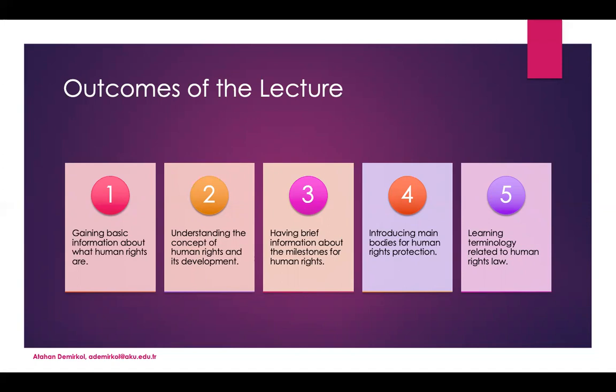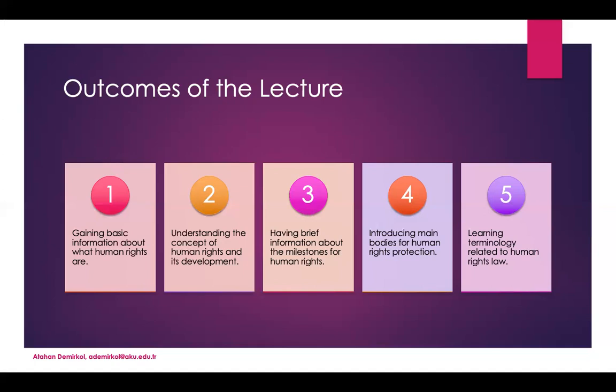The first one is about gaining the basic information about what human rights are. I assume that you know some basic information about human rights, like what the concept is, what it includes, or what it has. You should have some ideas about that topic. But at the end of the course, my aim is to make you crystal clear about what human rights are.